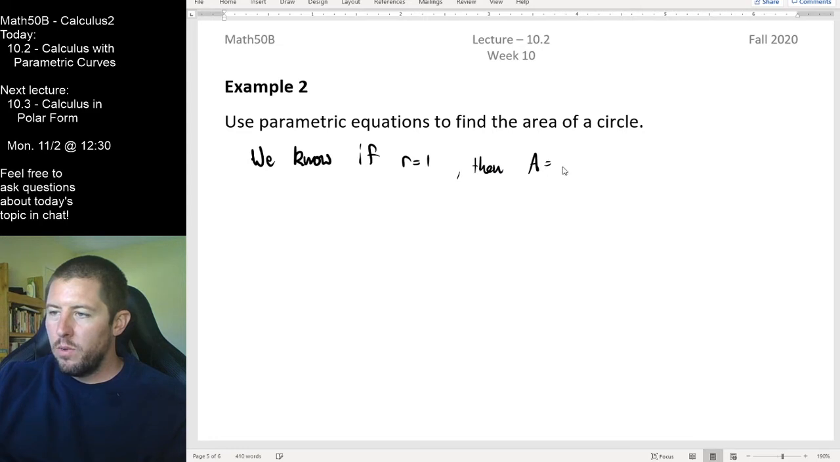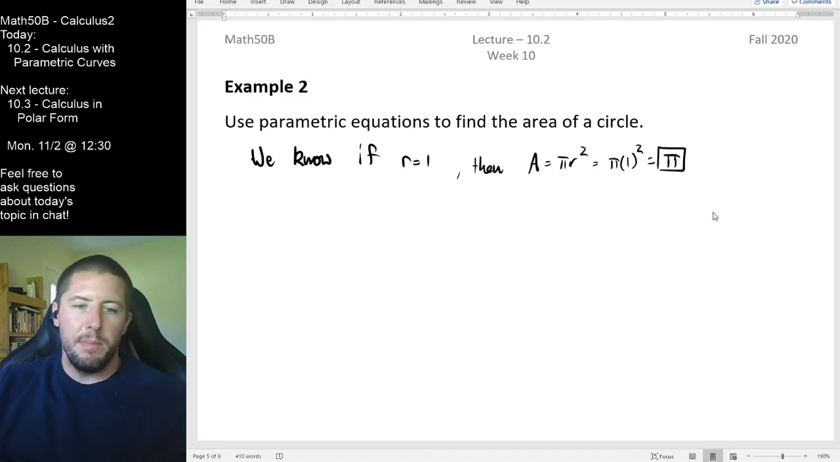Then area equals pi r squared equals just pi times 1 squared equals just pi. So we know that this is our desired answer for this final result out here. All right. So let's go ahead and set up some parametric equations to represent a circle. Let's set up some integral expressions to represent the area. And let's go ahead and compute it and see if we actually do get this guy right here.